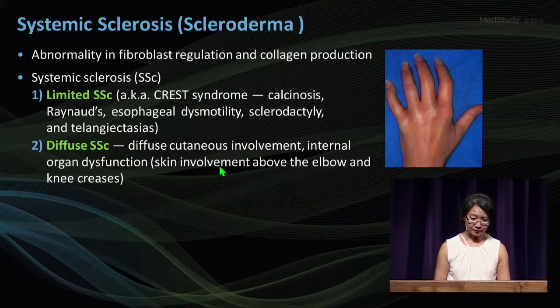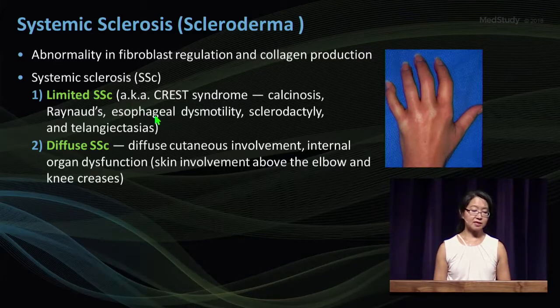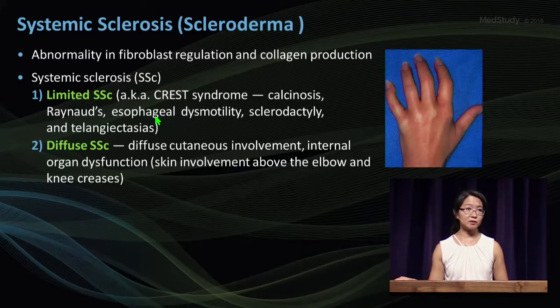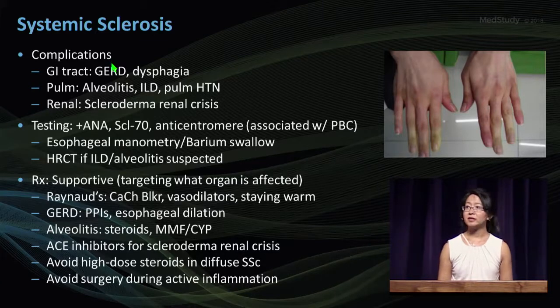syndrome. The one thing about diffuse systemic sclerosis, these patients tend to have more organ involvement. So they can have renal crisis, as well as pulmonary fibrosis. Patients with limited disease can have pulmonary hypertension, but we normally don't see a lot of fibrosis. So any organ can be affected.